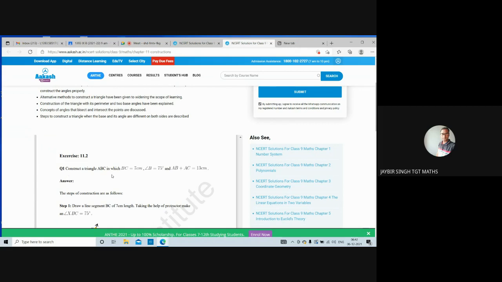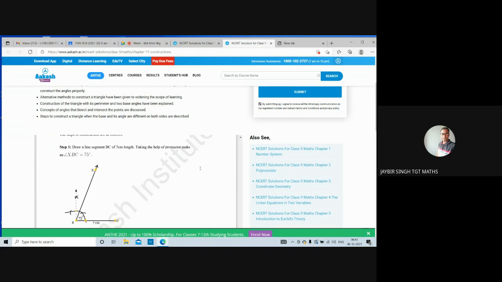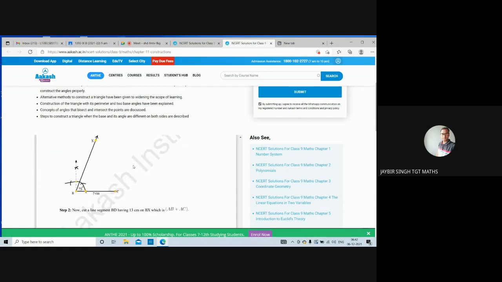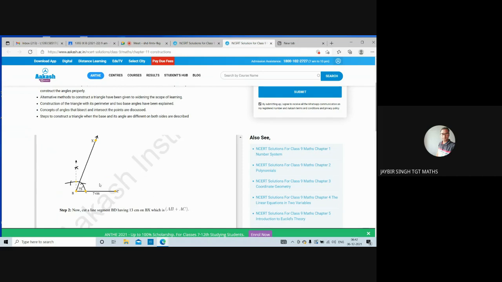Construct a triangle ABC in which BC is equal to 7 cm, angle B is equal to 75 degrees, AB plus AC is equal to 13 cm. So how to construct this? First of all, draw BC equal to 7 cm like this, and make an angle of 75 degrees on BC at point B. As it is given, angle B is 75, so you will be constructing angle B as 75 degrees.